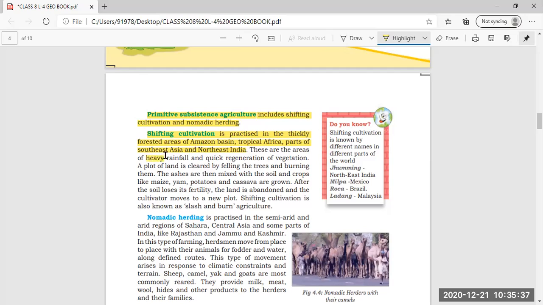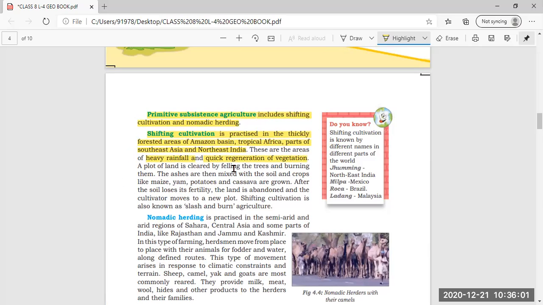Because they are having heavy rainfall and quick regeneration of vegetation, means quickly one after the other crop is grown on that particular area. A plot of land is cleared by felling the trees. Now, what type of shifting cultivation is there? How does this shifting cultivation take place? What is the process of shifting cultivation here?